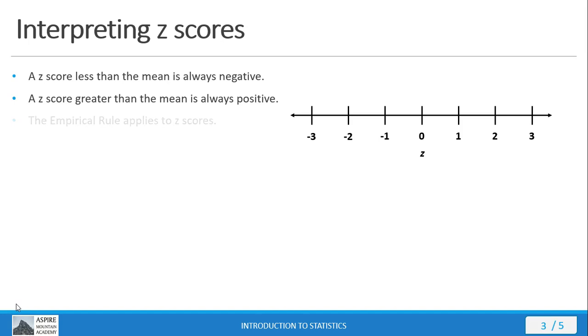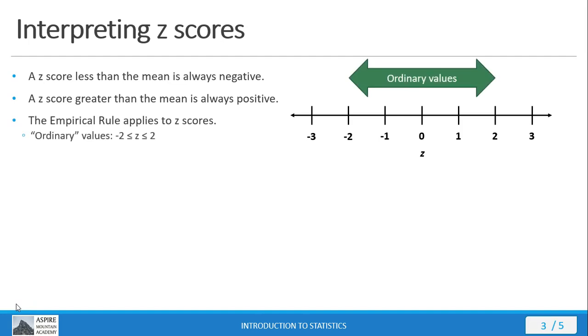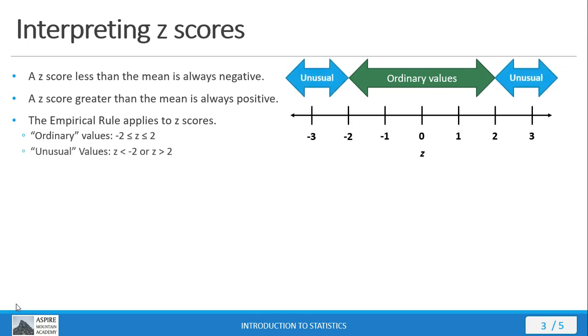Now, the empirical rule that we discussed previously applies to z-scores. So, for ordinary or usual values, values that we would ordinarily expect to see in a distribution, especially if that distribution is normalized, we're going to look for z-scores between positive 2 and negative 2 inclusive. Unusual values will have z-scores above 2 or below negative 2.